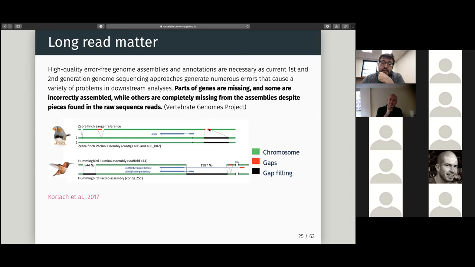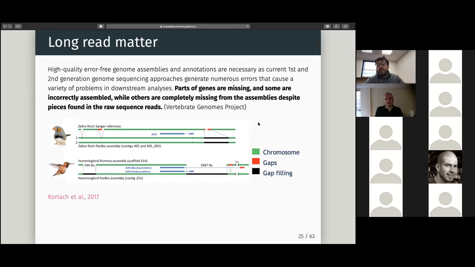In red, you can see that there's a gap, and in black, there was an insertion. What happened is you have these missing sequences in zebra finch and missing sequences in hummingbird. And the biggest one here is in the promoter of a gene, and promoters of genes are usually high in GC content. So the Illumina dataset was depleted in reads in this region, so it couldn't be assembled. When you go back to the original raw data, you still see these sequences in it, but there were not enough of them to be assembled properly.